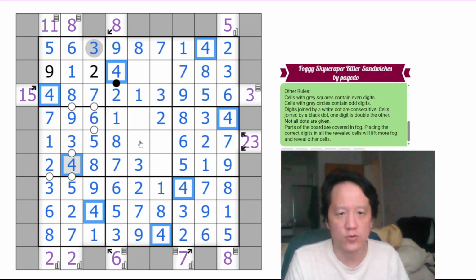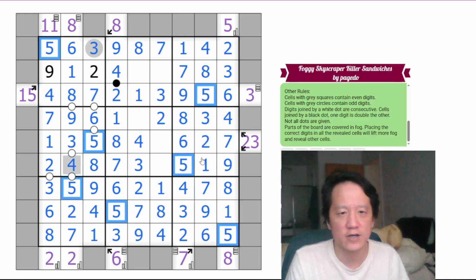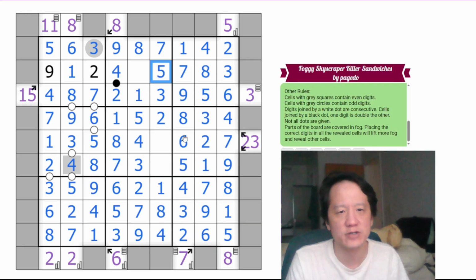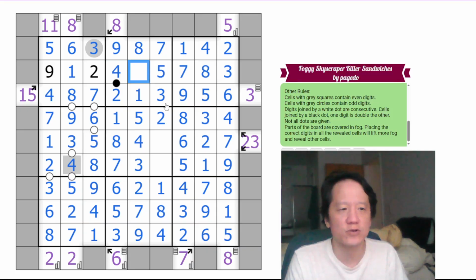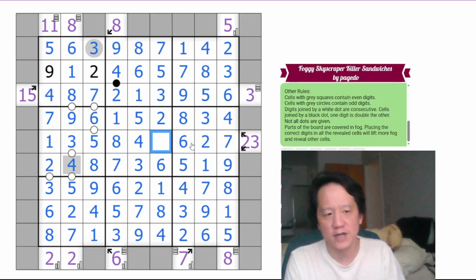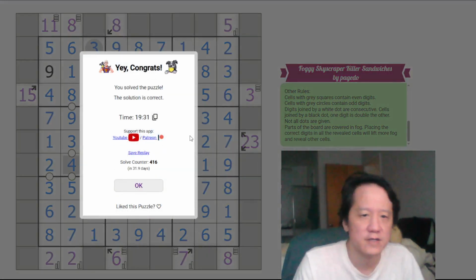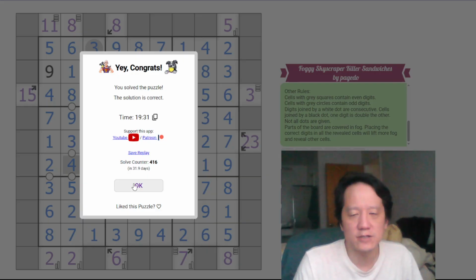4s. We have 8 4s. The last 4 has to be here. 5s. Well, in row 4, we know the 5 has to be here. So now we have 8 5s, which means we know where the last 5 has to be. It has to be here. 6s, the last 6 has to be in row 2 here. And therefore we have 8 6s. We know where the last 6 has to be. It's here. And that leaves this as a 9. Yeah, not too bad.